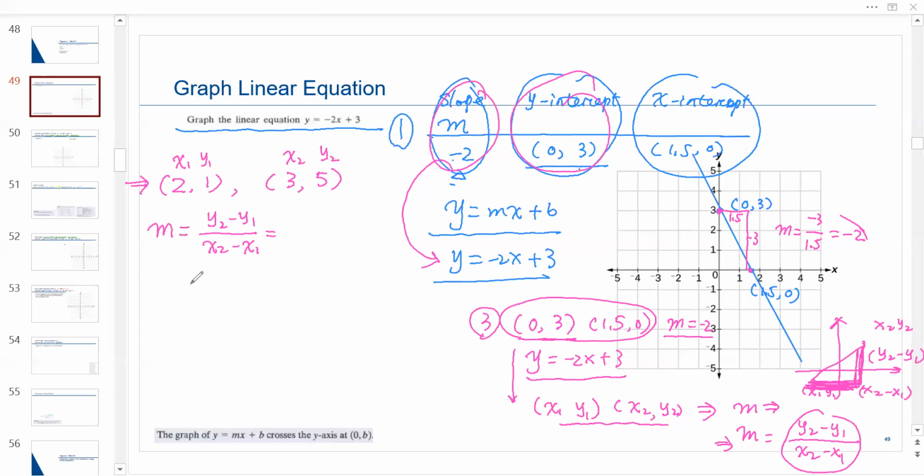Can you write your answer in the chat or on the screen anytime? Anyone would be great. 4. Yeah, someone already got the answer, very great. All right, so y2 is 5, y1 is 1, x2 is 3, x1 is 2. So we got 4. Yes, Song-Tang answered quickly. Thank you, very good.